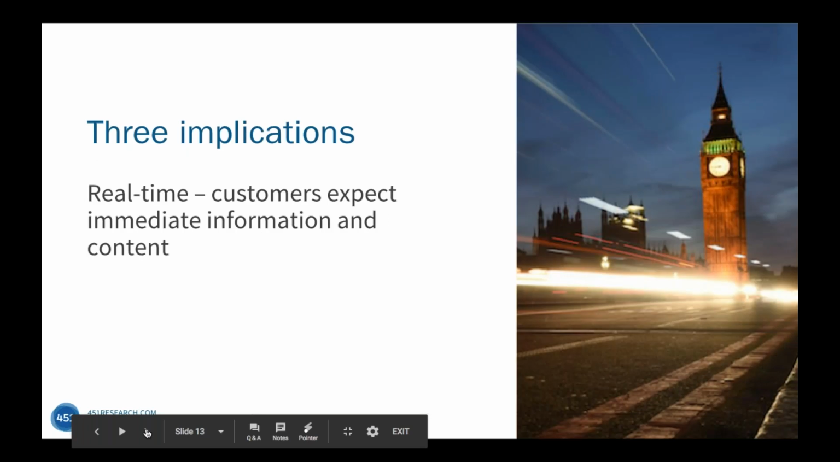Now, there's a number of implications in relation to this, and we talked in the title of the webinar around three considerations. So we see there's three implications in terms of data processing, and then three fundamental requirements for the database capabilities to support these applications. In terms of the application implications, the first being real time. It's all about real time interaction. Customers expect immediate information and content.